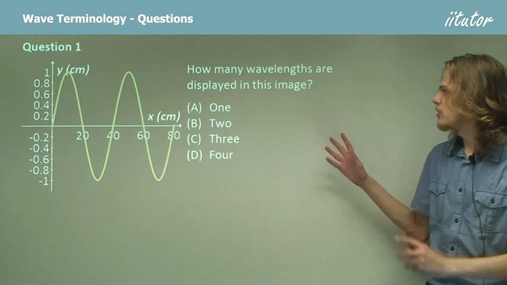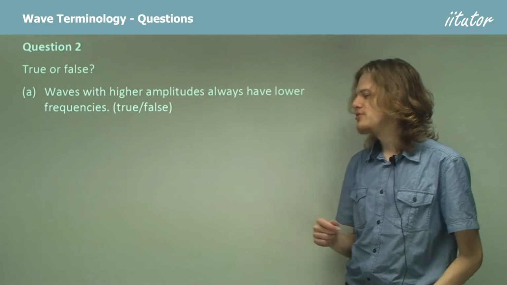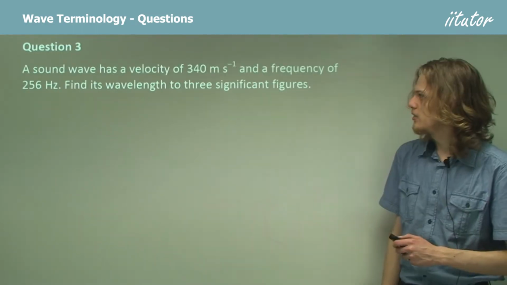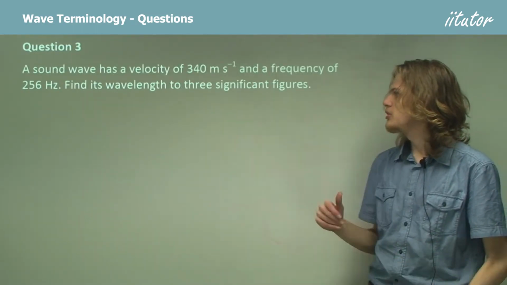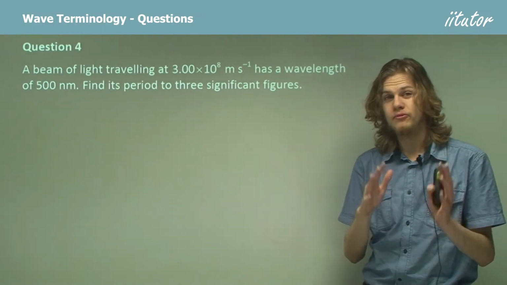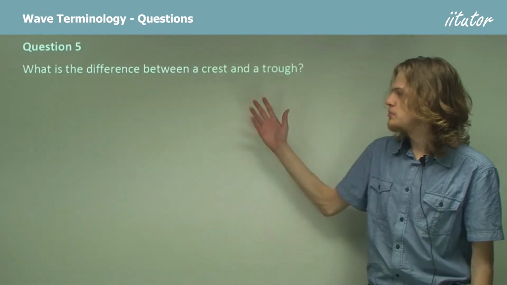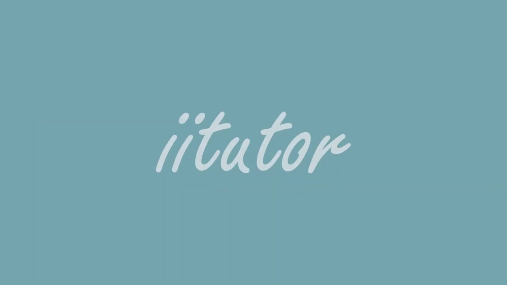How many wavelengths are displayed in this image? Waves with higher amplitudes always have lower frequencies. A sound wave has a velocity of 340 meters per second. A beam of light traveling at 3 times 10 to the 8 meters per second, very fast speed, 300 million meters per second. What is the difference between a crest and a trough?